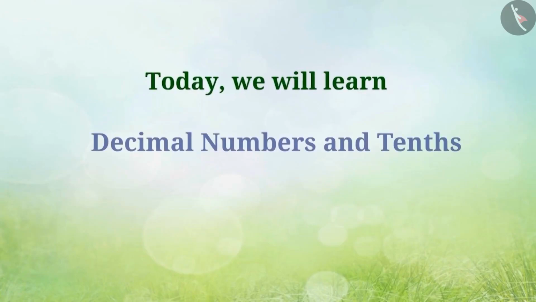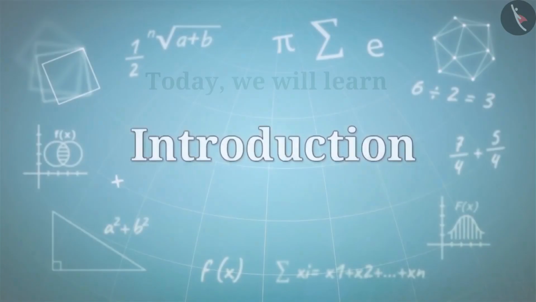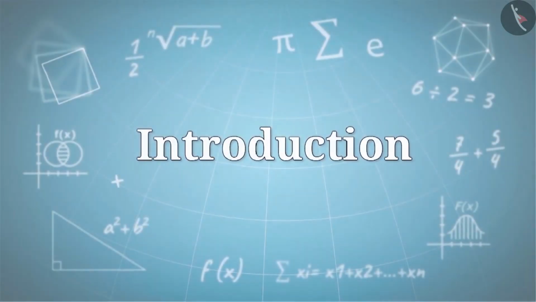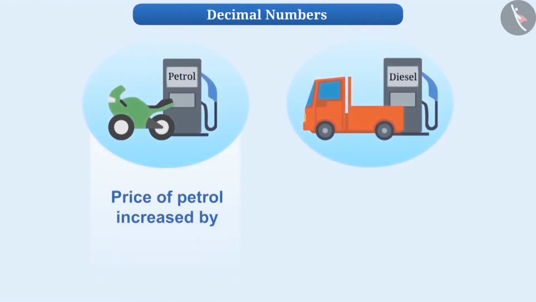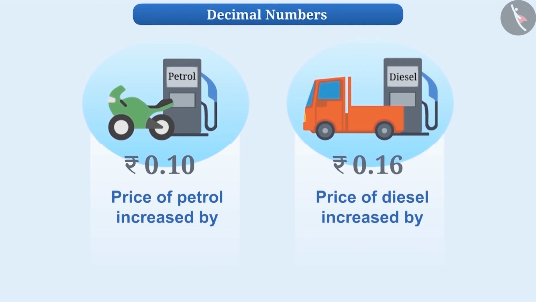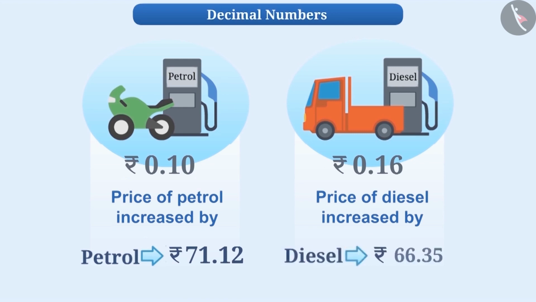Today, we will learn decimal numbers and tenths. We often hear in the news that the price of petrol has increased by 10 paise and diesel by 16 paise. The price of petrol in Delhi will be rupees 71 and 12 paise, and the price of diesel will be rupees 66 and 35 paise.